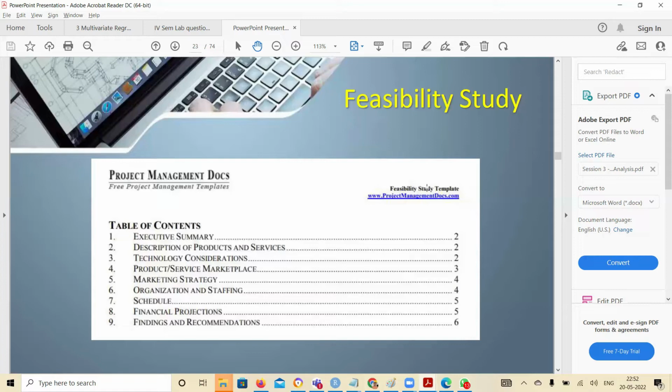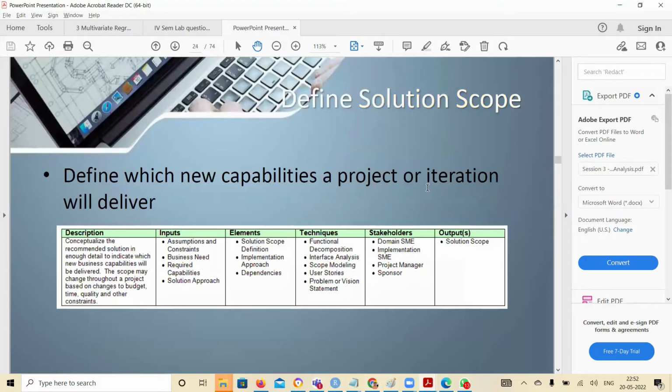Is it possible? Possible has multiple ways. Financially possible. Technologically possible. Do you have the capability, enough people who can do this? So staffing, marketing, marketplace: do you have a buyer? So this is what we do in a feasibility study.